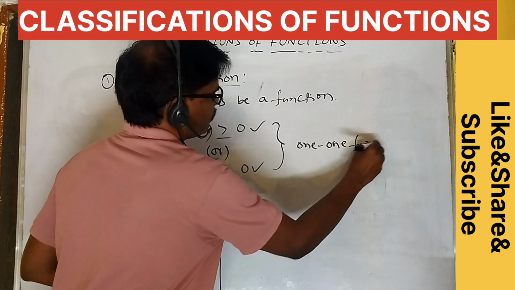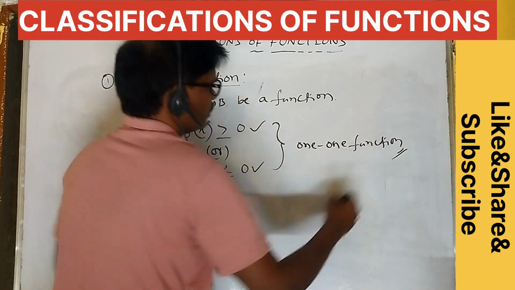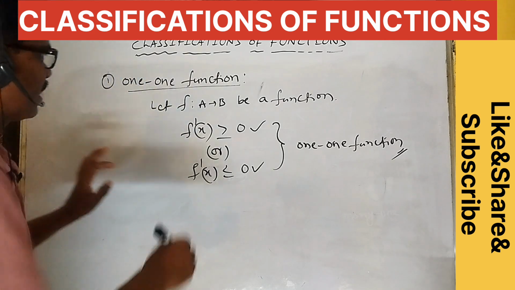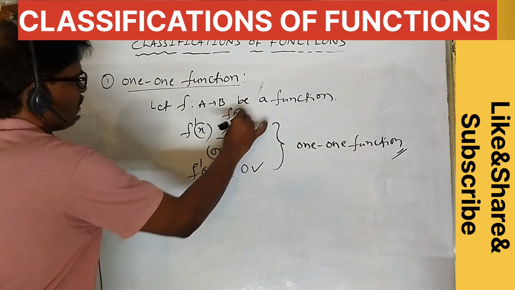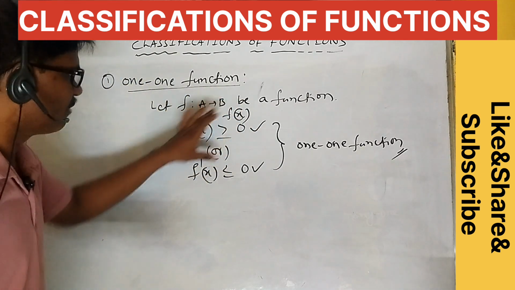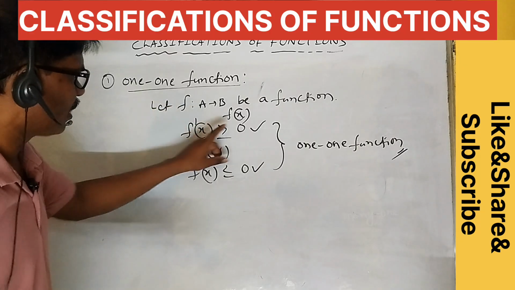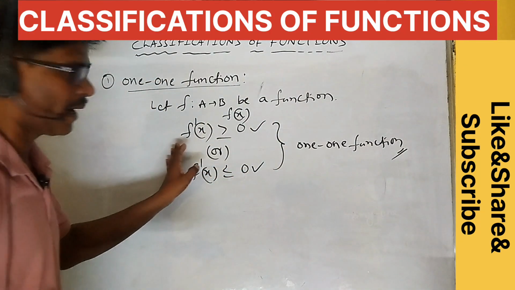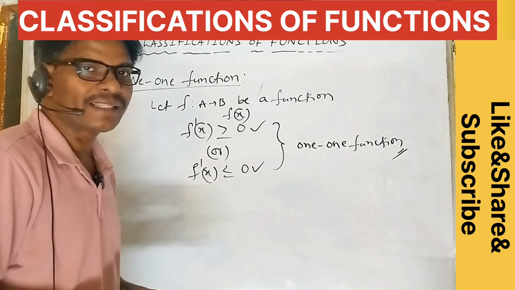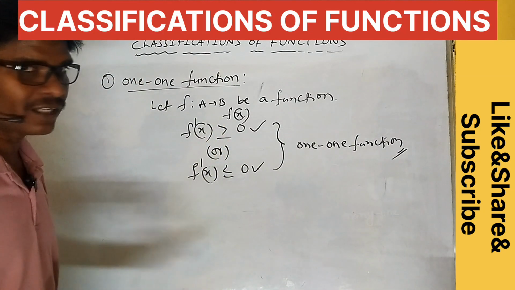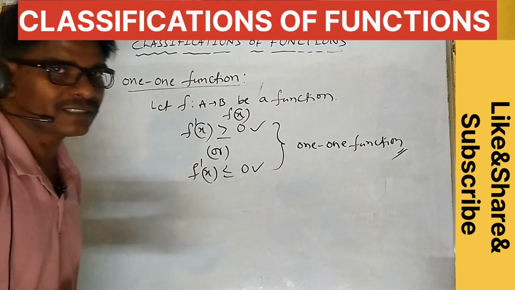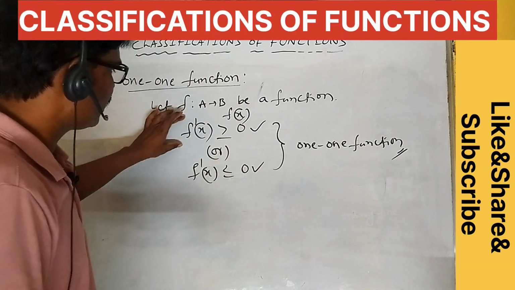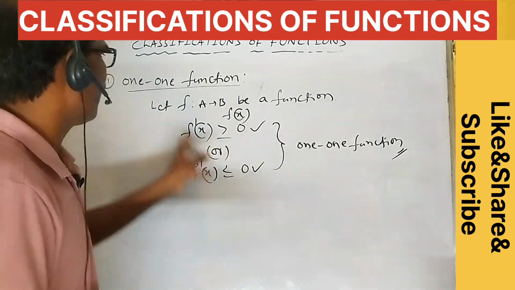This is very useful for problems. First, take the function. F of x is the function; find its derivative. The domain is also given. Substitute the domain: f dash of x greater than or equal to 0, or f dash of x less than or equal to 0. Check the values. If any one case is correct, that is a one-one function.